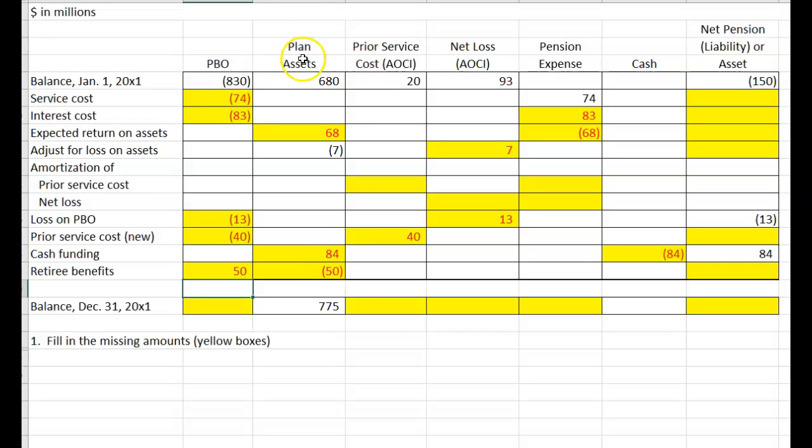So we credit the plan asset column by $50 million. Then if you add that up, it will equal $775 million plan asset balance at the end of the year. Now we have a reduction, a debit to the PBO, and if we add that up, we have a $990 million credit balance in the PBO at the end of the year.